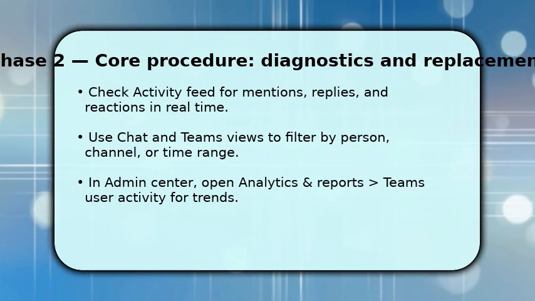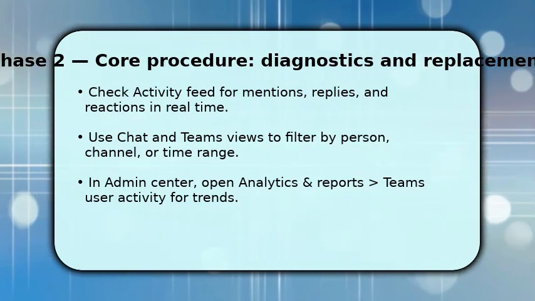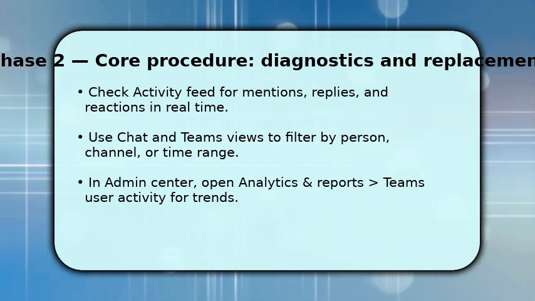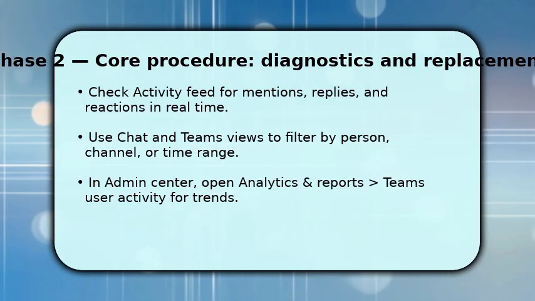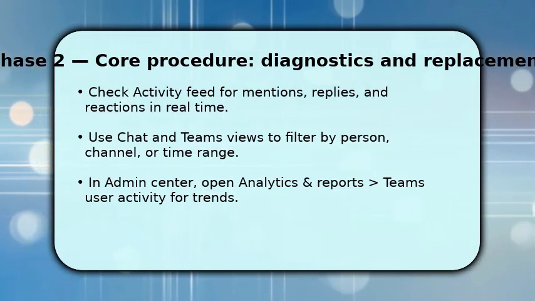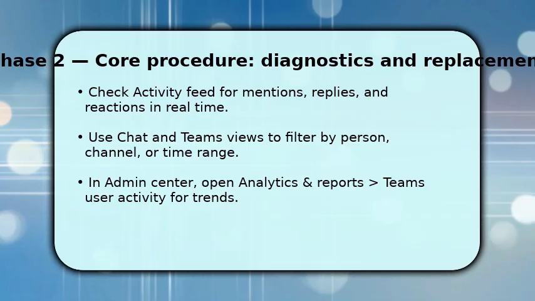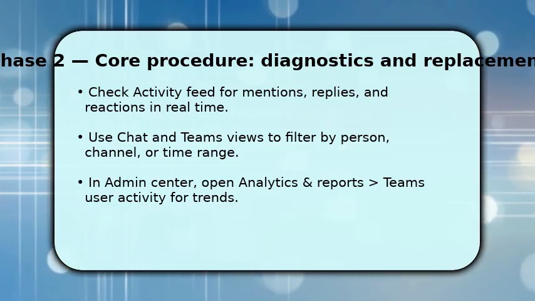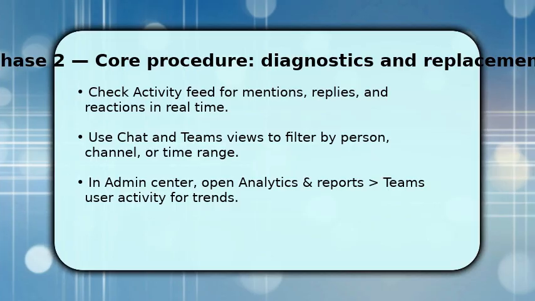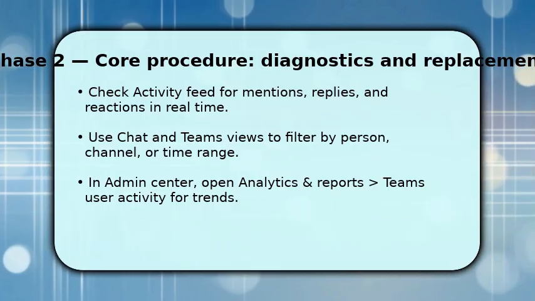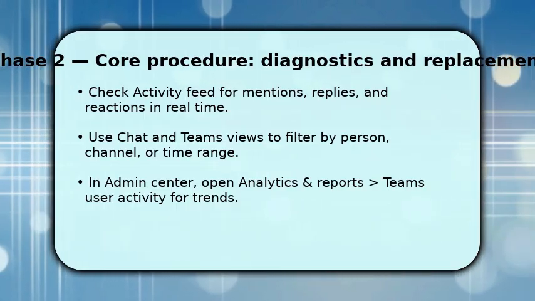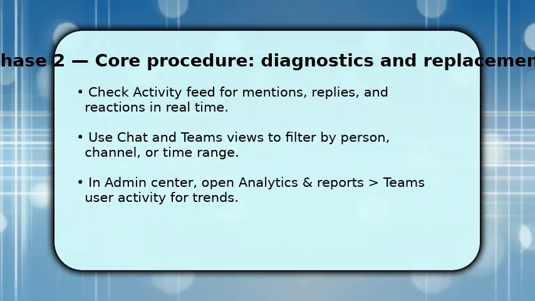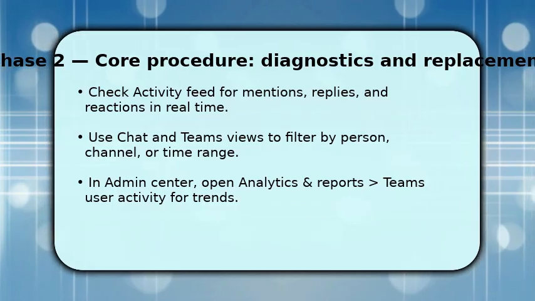Once you're in, scan the activity feed for mentions, replies, and reactions to identify immediate items needing attention. Next, use the Chat and Teams tabs to filter by person, channel, or a custom time range so you can focus on specific interactions. If you need broader metrics, go to the Admin Center and open Analytics and Reports, then select Teams User Activity to view trends like messages sent, meetings joined, and device usage. These steps help you connect individual events to overall usage patterns.